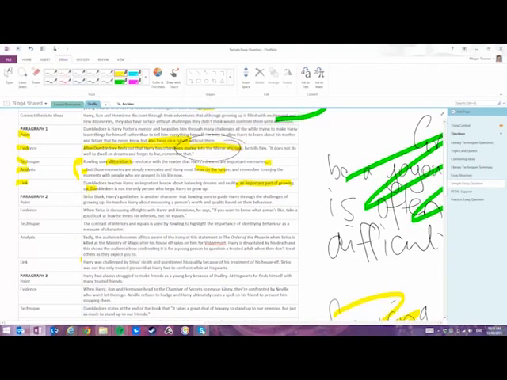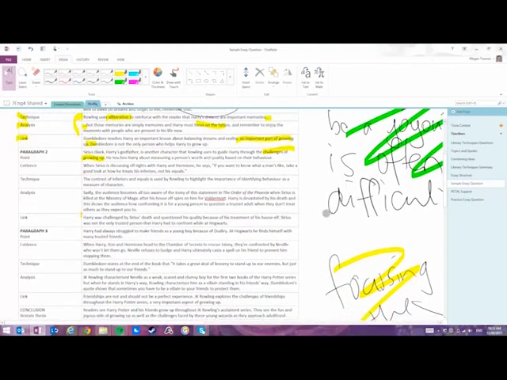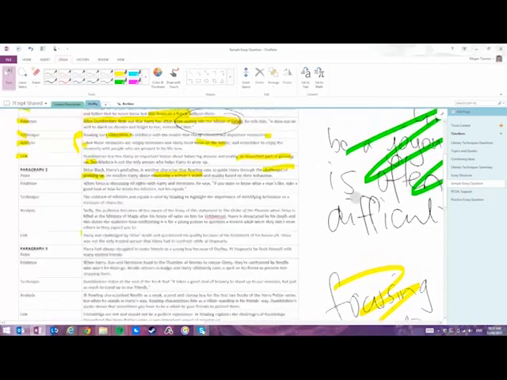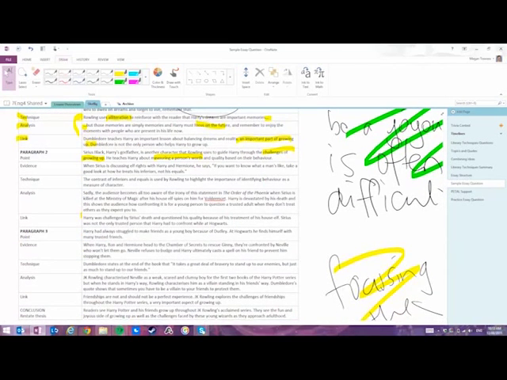So straight into the second paragraph, Sirius Black, Harry's godfather, is another character that Rowling uses to guide Harry through the challenges of growing up. Okay, another reflection back to that thesis statement. He teaches Harry about measuring a person's worth and quality based on their behaviour. So measuring a person's worth is something that was also mentioned up in the introductory statement.